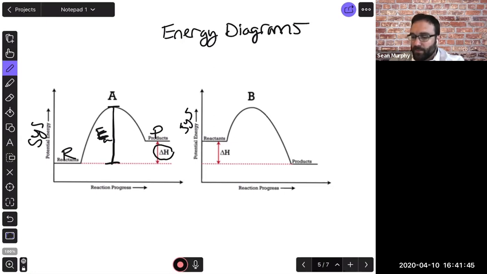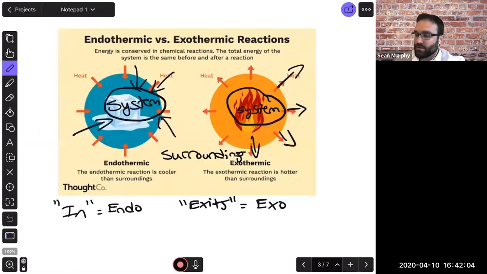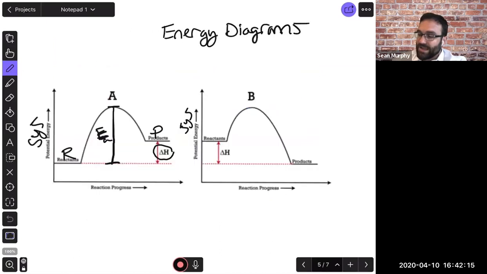All right, so if I start with somewhat low potential energy, and at the end I've gained potential energy, the system has gained heat. So let's go back. The system has gained heat. If it's gained heat, then it's going to be endothermic. Okay, so it's gained potential energy in the form of heat. So we're going to say this is called endothermic.